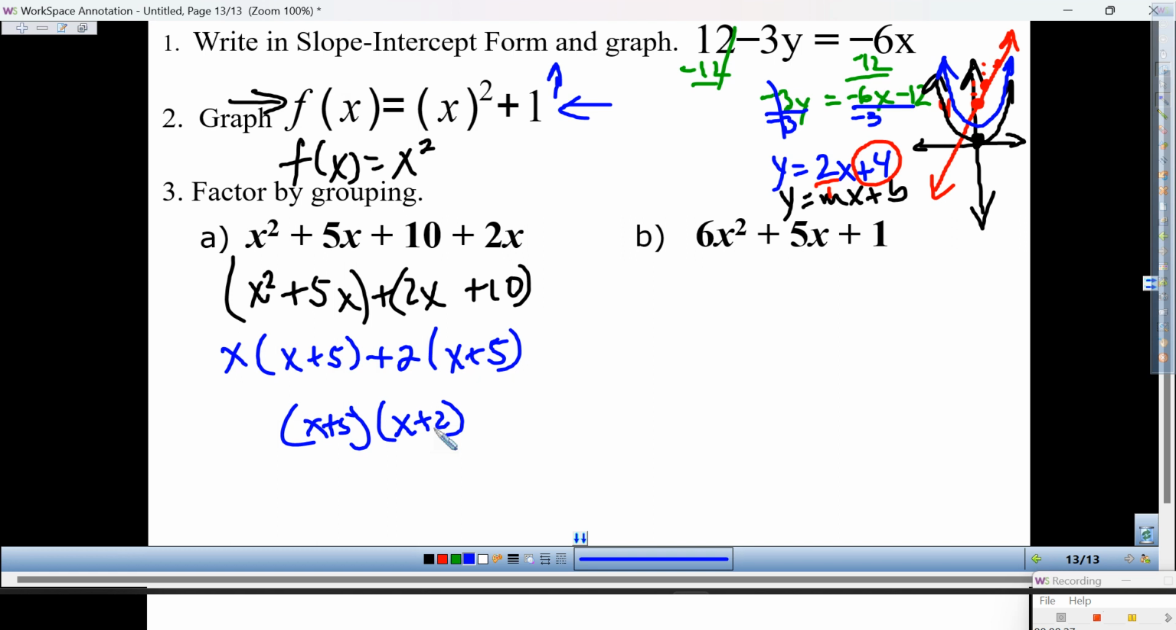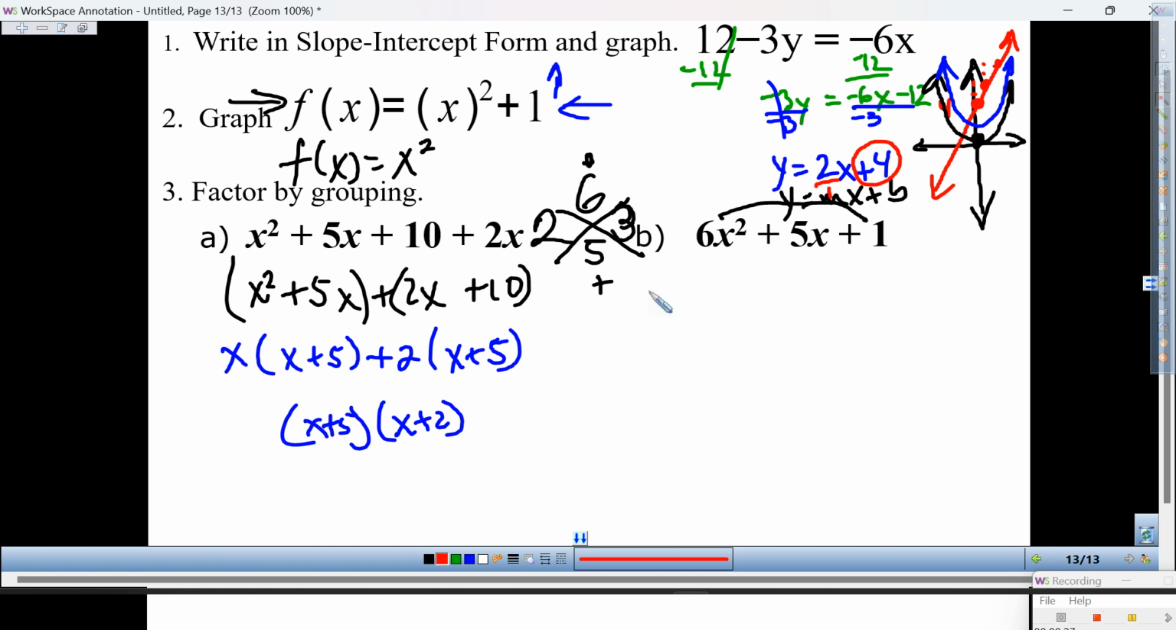All right. Number 3B. Standard form, yes. GCF, no. So 6 times 1 is 6. 5 goes on here. So what two numbers multiply to give me 6 and when you add them give us 5? 2 and 3. Yeah. So from there we can write this like that.